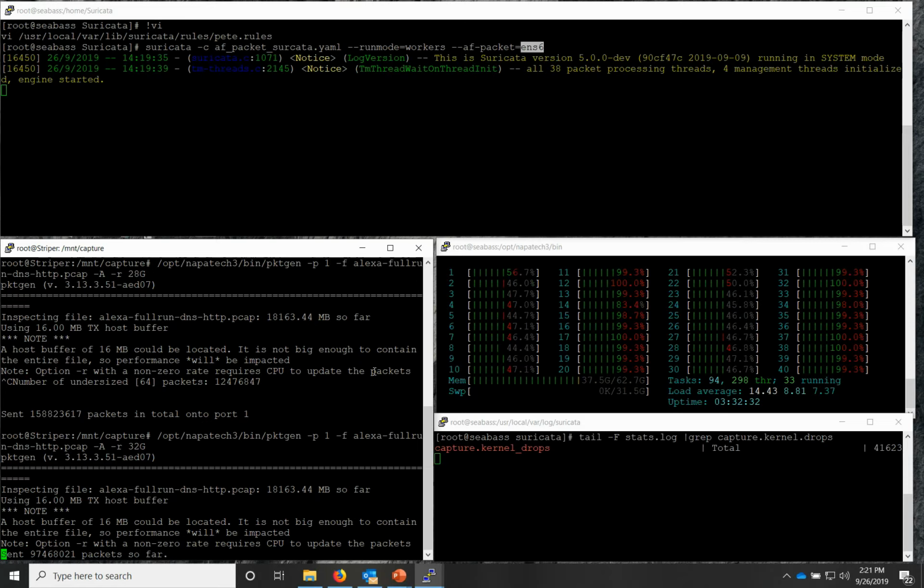And now let's up it to 32 gigabits per second. And now you can see we're seeing some packet drops. So that's the limit you can push the standard NIC doing shunting in software.